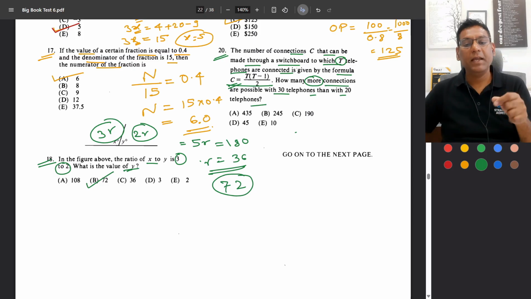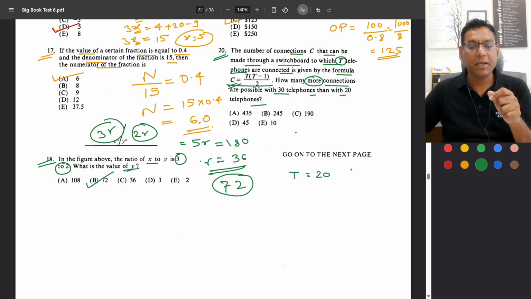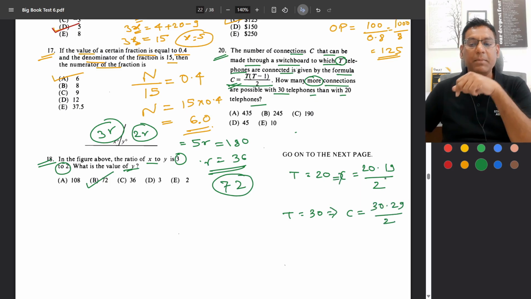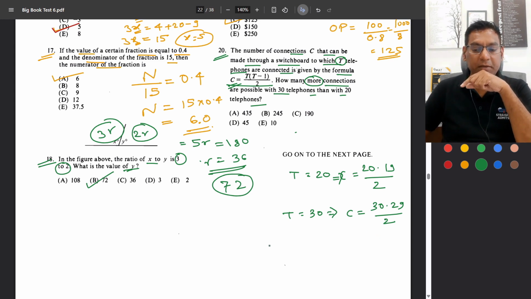So if T is equal to 20, I get C is equal to 20 into 19 by 2, correct? T into T minus 1 by 2, so 20 into 19 by 2. If I have T is equal to 30, I get C as 30 into 29 by 2. How many am I getting more here? That is the question.